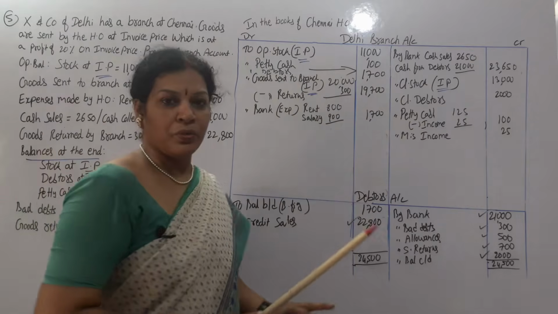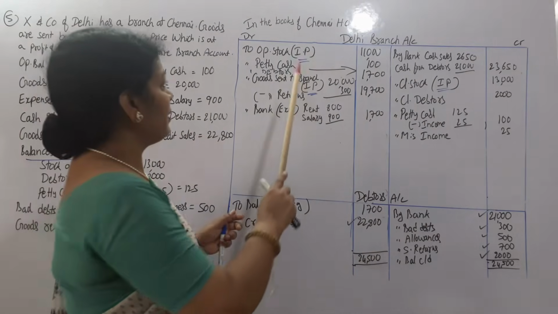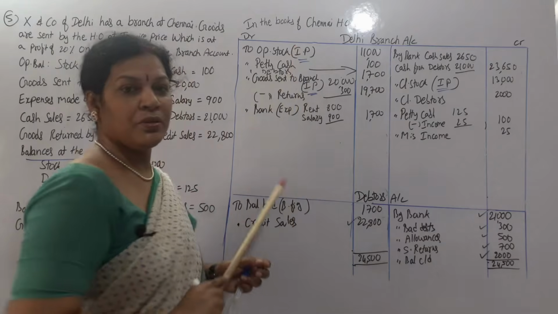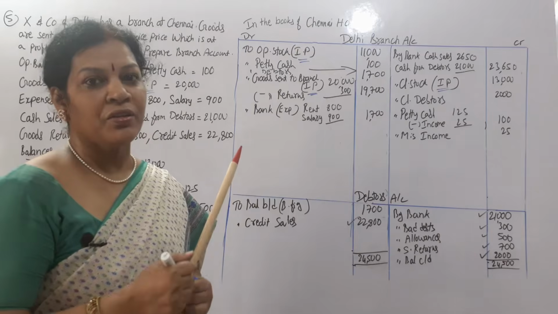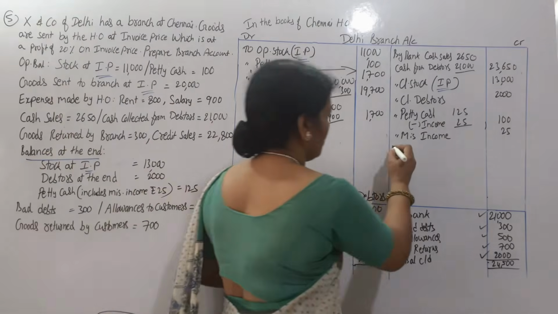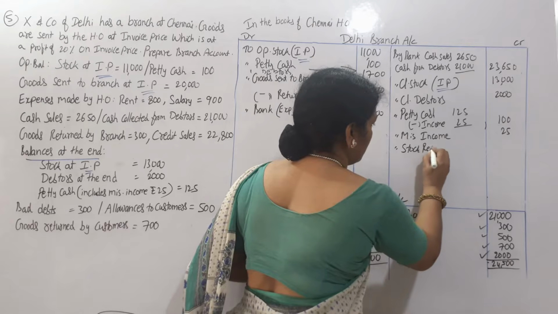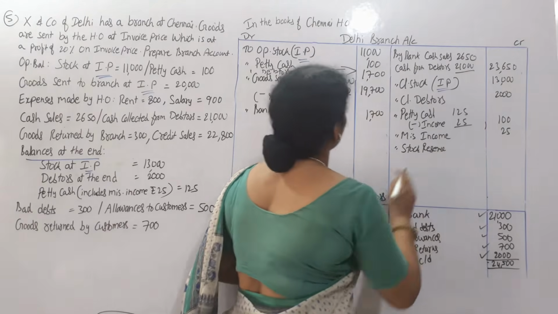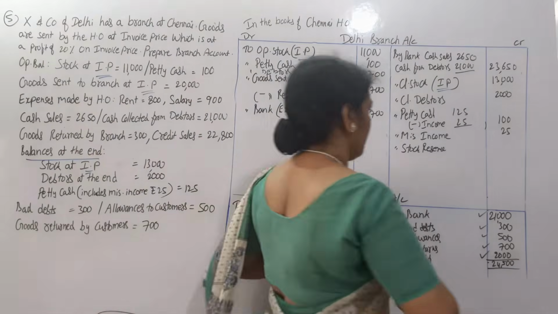Problem is almost over. Only invoice price we have to calculate. So on the debit side we have invoice price twice. Both will be written on the credit side. Opening stock, we say it as a stock reserve. How do we calculate? 11,000 into 20 by 100.